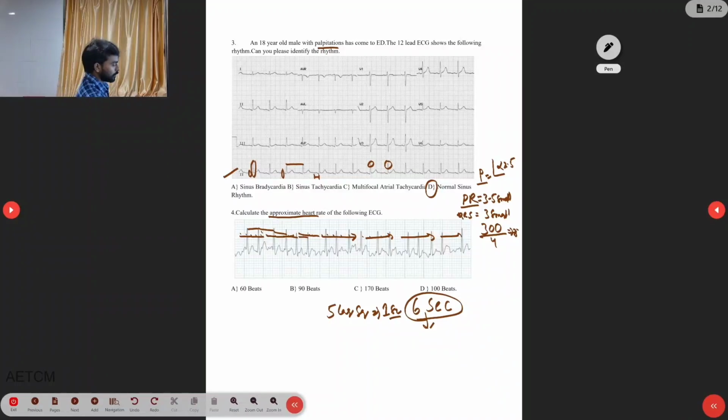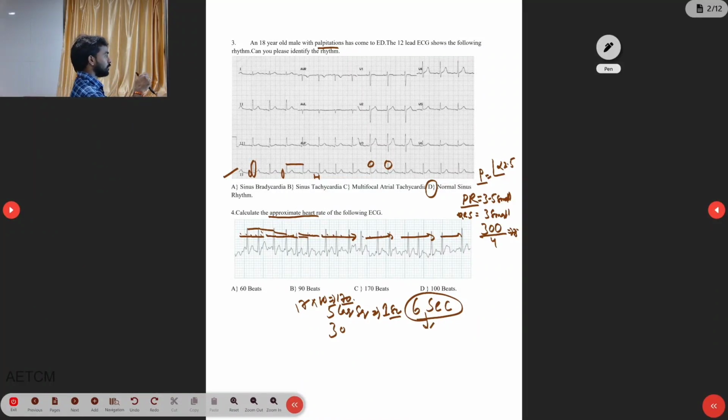That is, in 30 large squares you count how many QRS complexes there are, and multiplying by 10 will give the heart rate. Here in this ECG there are almost 17 QRS complexes in a time period of 6 seconds. So multiplying 17 by 10 will give the approximate heart rate, that is 170 beats per minute. I hope you are clear.